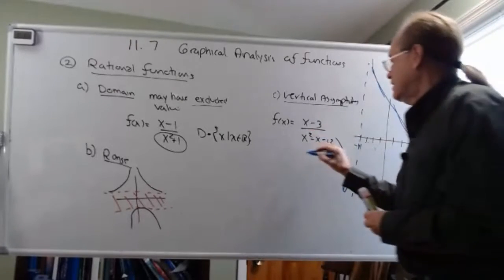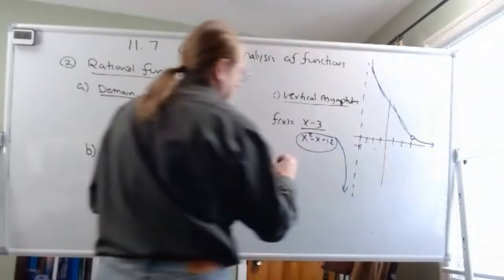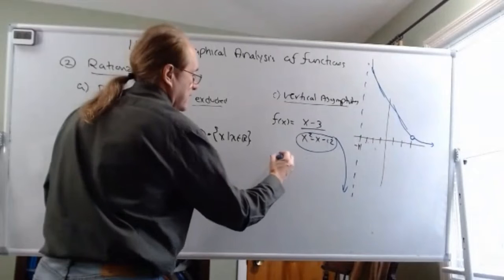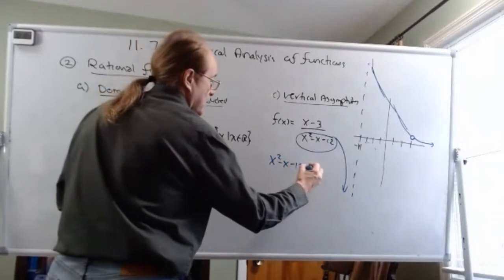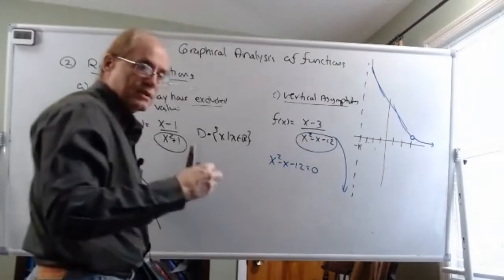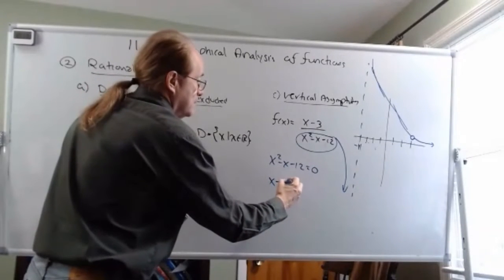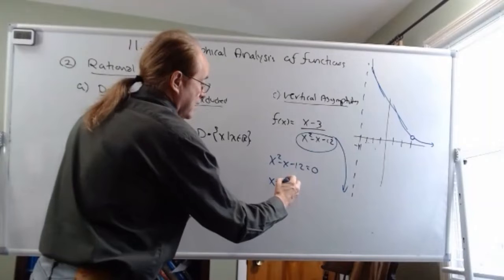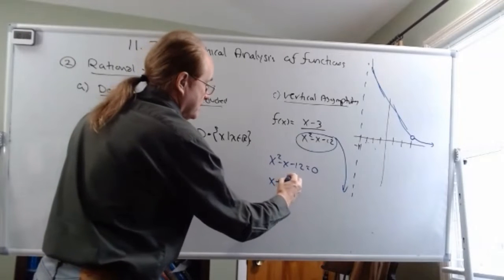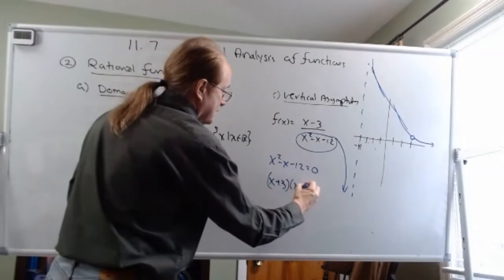So when I set this equal to 0, that's what I'm looking for. I read my excluded values. x squared minus x minus 12 equal to 0. That's one of the things we do. We factor that into x plus 3 and x minus 4.